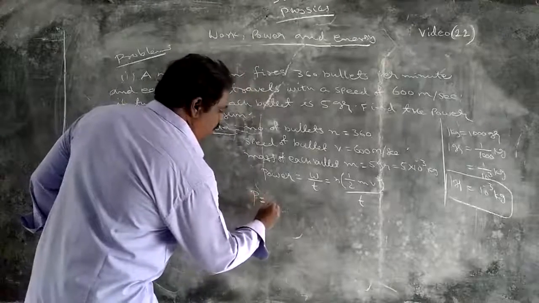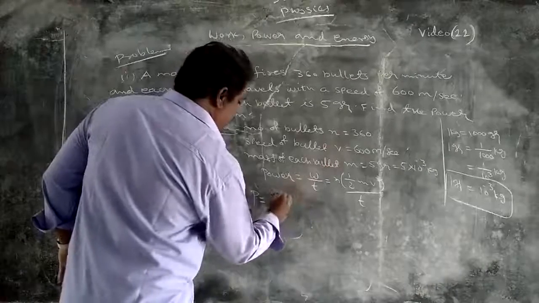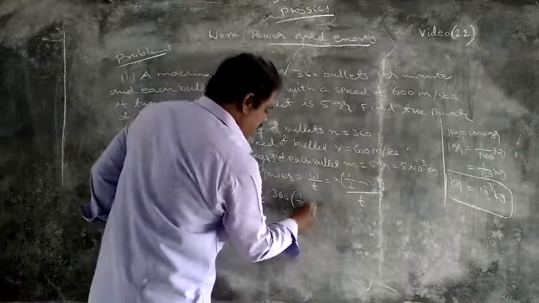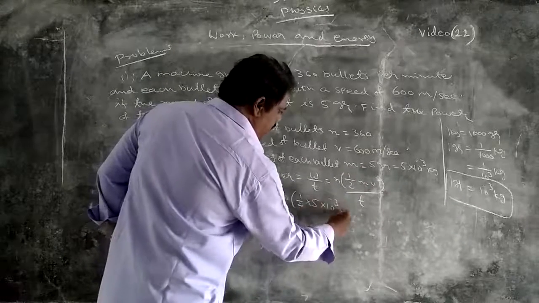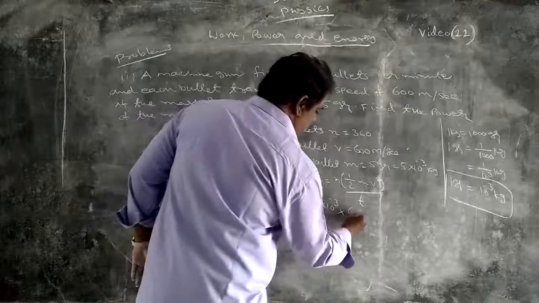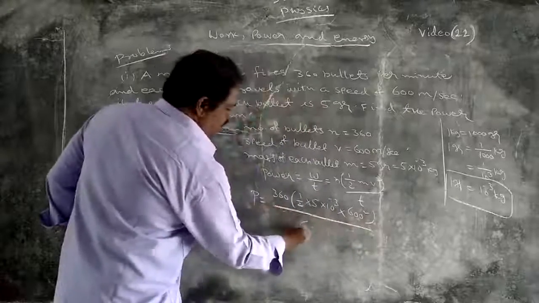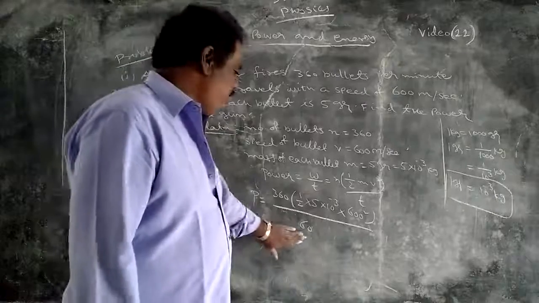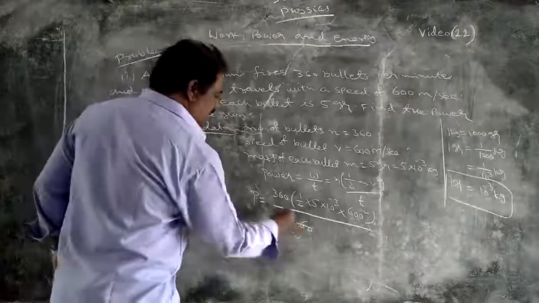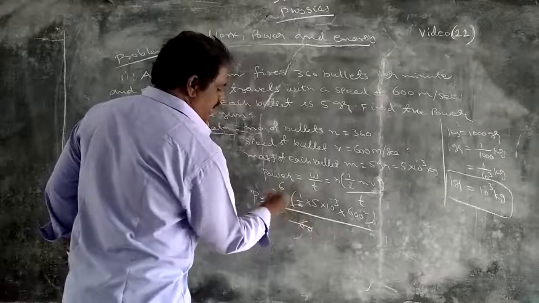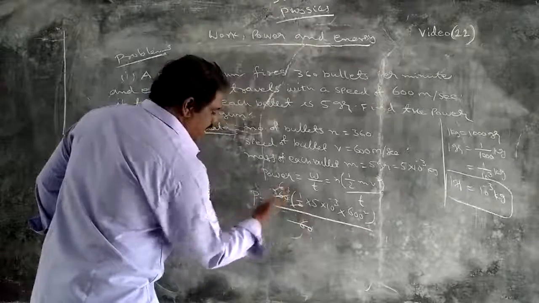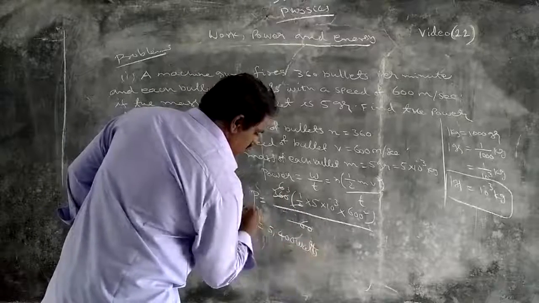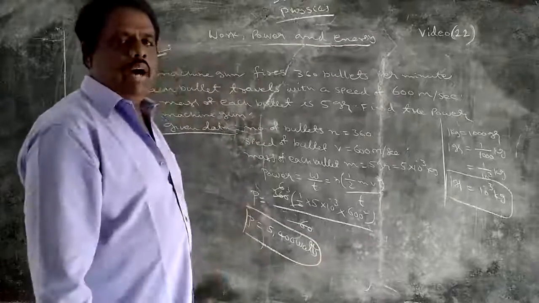Power P is equal to n, N value 360, then m, mass 5 into 10 power minus 3, velocity 600 square, by time 1 minute, and 1 minute is equal to 60 seconds. On simplifying, we get P is equal to 5400 watts. 5400 watts. This is the power.